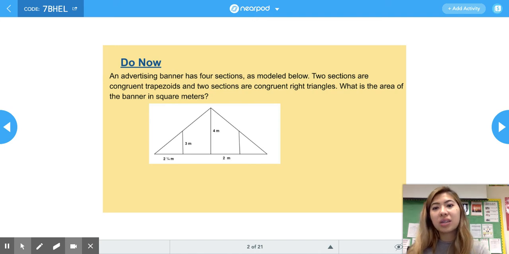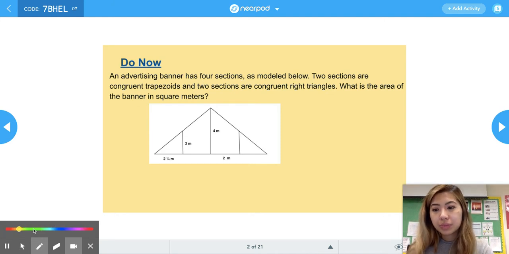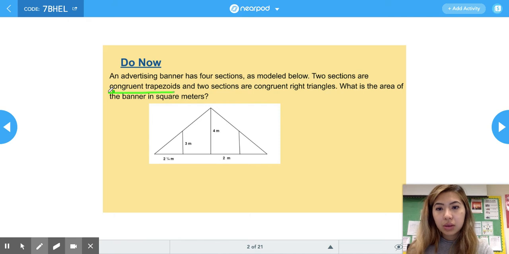Our Do Now reads an advertising banner. It has 4 sections as modeled below. 2 sections are congruent trapezoids, and 2 sections are congruent right triangles. So the 2 congruent trapezoids are right here. Congruent meaning the same shape, same size, and the 2 congruent right triangles are right here at the ends. What is the area of the banner in square meters?